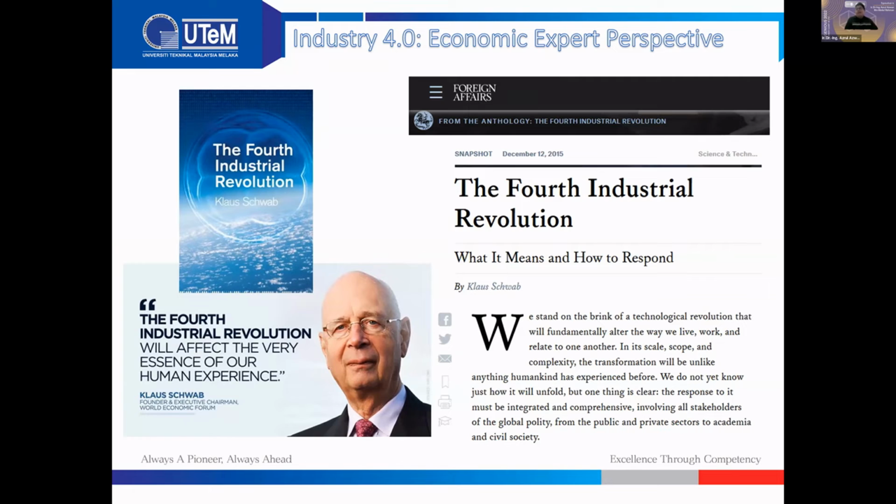whenever the economic expert mentioned that this thing is not only going to impact manufacturing, but is also going to affect the very essence of our human experience. So due to that, not only manufacturers are now focusing on Industry 4.0; you can see that even service providers and service systems are also using technology that is trying to develop Industry 4.0.